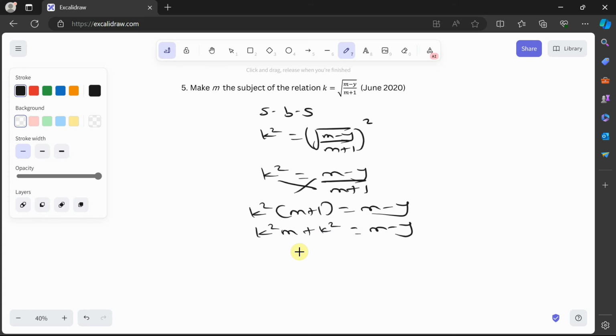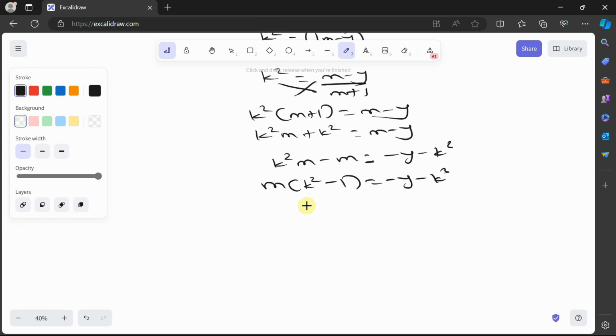Then I take all things that have to do with m to one side. That will be k squared m minus m is equal to minus y minus k squared. If I factor out m from this, it will be k squared m divided by m, which will give me k squared, minus m divided by m, this will give me minus 1, is equal to minus y minus k squared. Now, m would be equal to minus y minus k squared all over k squared minus 1.